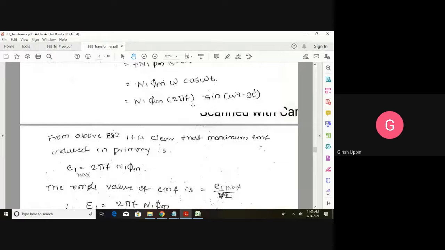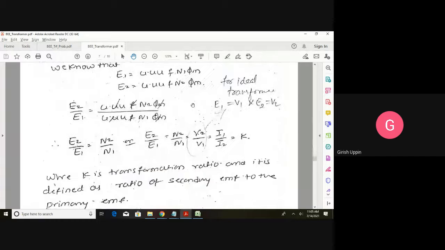If that is the case, then the voltage transformation ratio can be written, for an ideal transformer, E1 is equal to V1 and E2 is equal to V2. Then we can write E2 by E1 is equal to N2 by N1 is equal to V2 by V1, and current will go in the reverse direction. I1 by I2 is nothing but the voltage transformation ratio, where K is the transformation ratio and it is defined as the ratio of secondary EMF to the primary EMF.